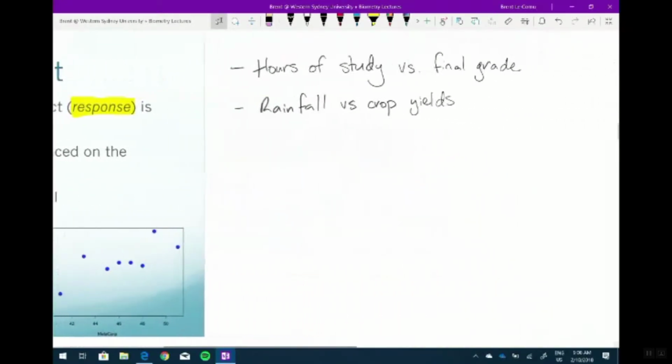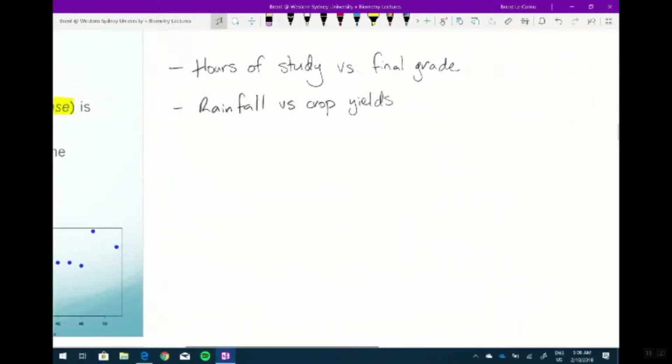So other examples might be your hours of study versus your final grade. Both of these things are quantitative variables, right? How many hours you spend per week, that's definitely quantitative. Whether or not we round it off to the nearest hour or whatever, discrete, continuous, doesn't matter. It's still a quantitative variable, and so is your final grade, if I express it as a number rather than a high distinction, pass, that kind of thing.